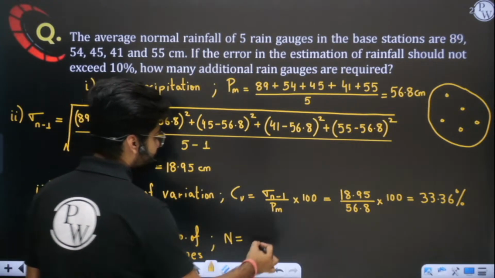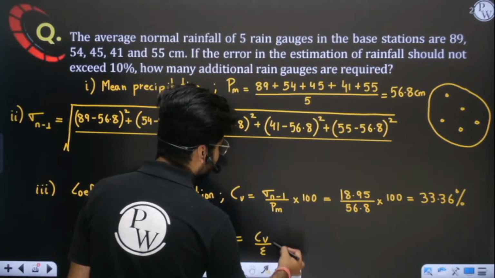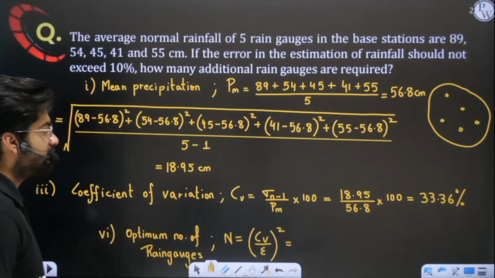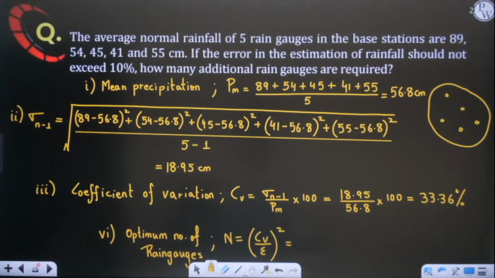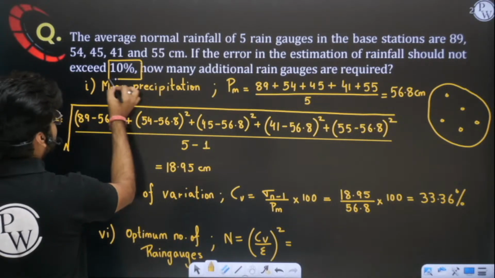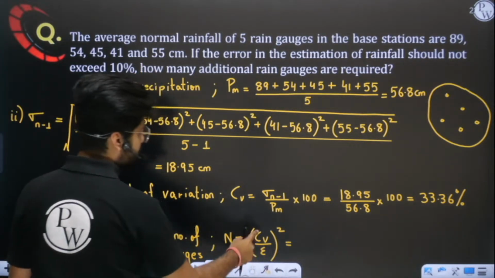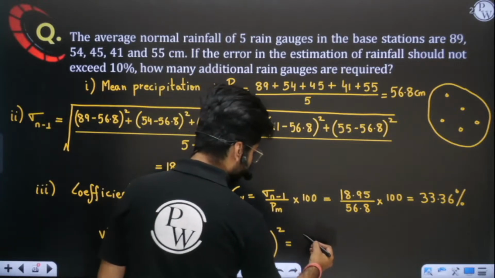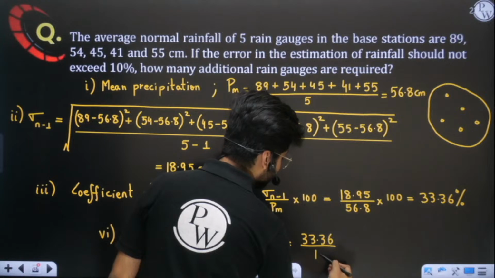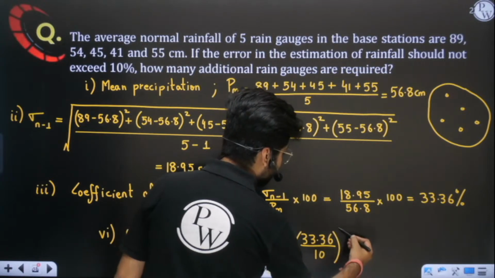What is the optimum number of ranges required to minimize our error or put it below 10%? Put the values here. You can see in the question, the error which is given to us is 10%. Both should be in percentage. So CV which we are getting here is 33.C6% and divided by 10, square it.